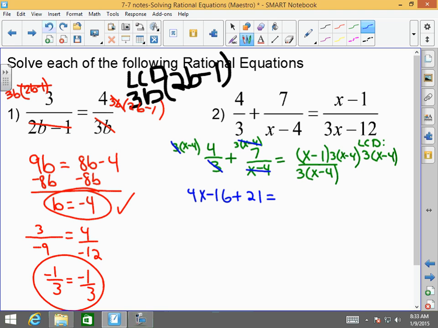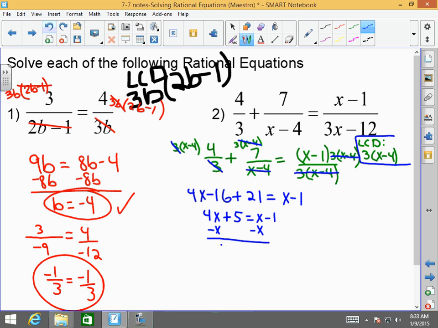Here, what gets, excuse me. Let's put that away. The entire denominator gets canceled with the 3 times x minus 4. Excellent. And now I have x minus 1. Now it's really simple. I've got 4x plus 5 equals x minus 1.